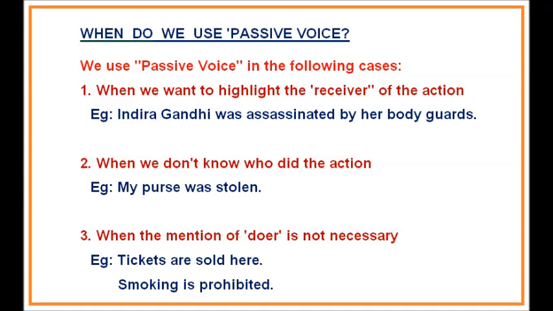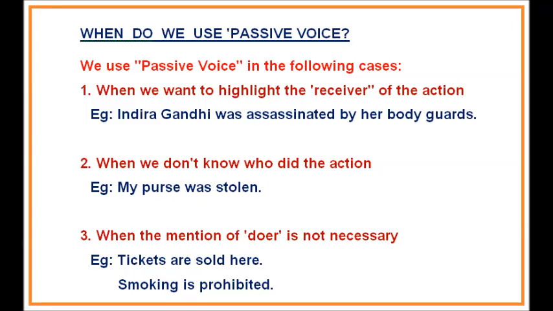When we want to highlight the receiver of the action. Sometimes, children, when we are talking about an action, we are not interested in who did that action, but who received the action. For example, look at this sentence. Indira Gandhi was assassinated by her bodyguards. Here the action is assassinate. Who did that assassination? Indira Gandhi's bodyguards, her bodyguards. Who received that action? Indira Gandhi. So Indira Gandhi is the receiver of the action, not doer of the action.